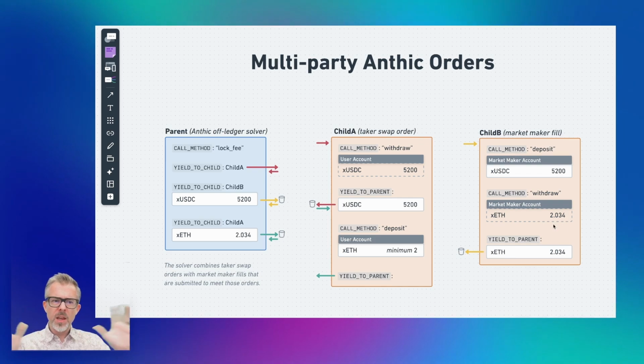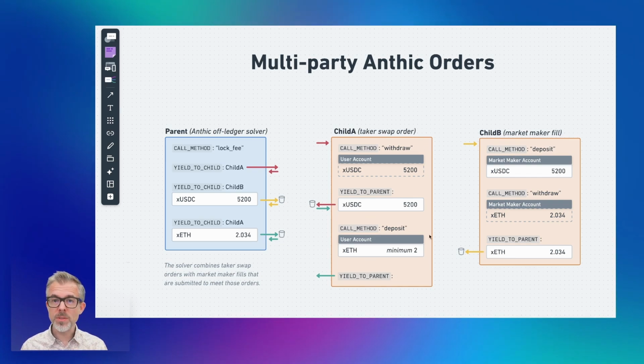Basically, this is the order that it's willing to fill at the rate that it's willing to fill based on market pricing. It says, oh, for 5,200 XUSDC, I'll give you 2.034 ETH. And it would then pass that bucket of XETH back to the parent again. Now with that bucket in the parent, it can then pass that once again down to child A. So now child A picks up where it left off. Now it's got that bucket and it can deposit that to the account.